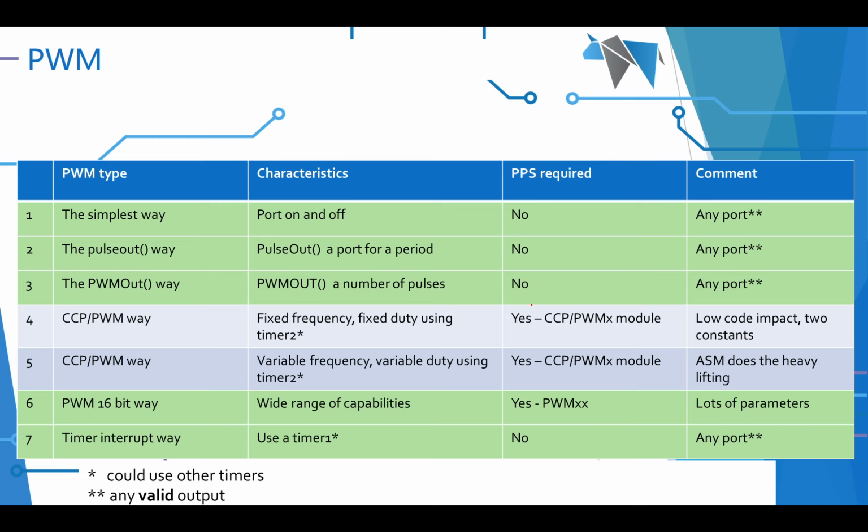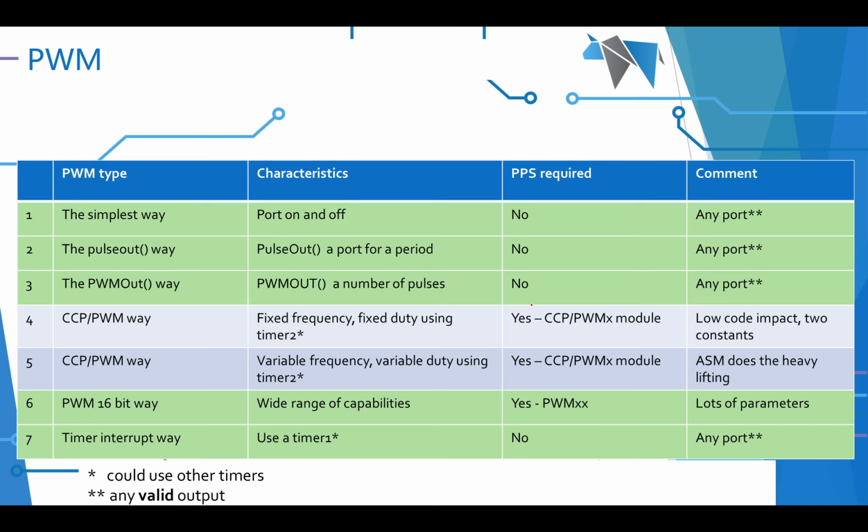But then the same module, that CCP module inside the microcontroller, can be controlled as number 5, variable frequency, variable duty, using timer 2. You could use other timers, right? But all the assembler does the heavy lifting, and it's changing the frequency and duty in the assembler, therefore in real time. It takes compute power.